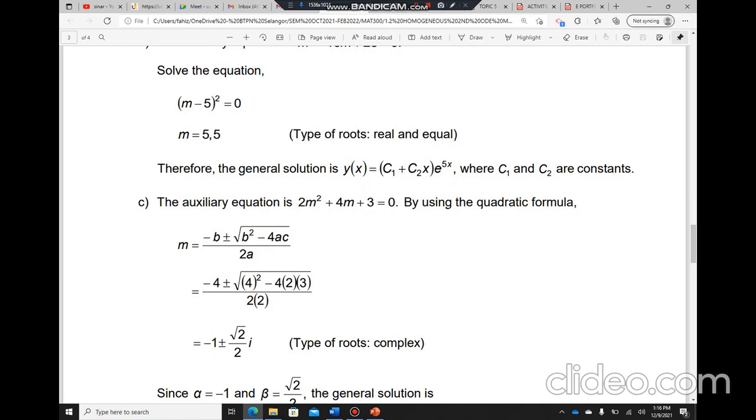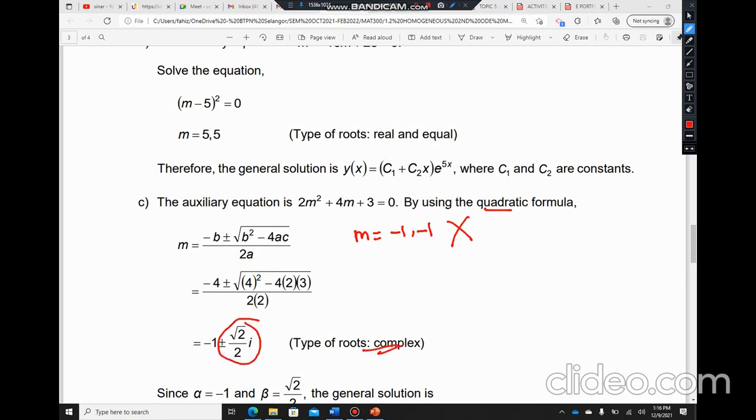So kalau awak tak check balik, kemungkinan awak akan assume yang nilai dia M adalah negative 1 and negative 1. Sedangkan dia adalah quadratic. Sedangkan dia adalah complex roots. Dia dapat yang ni. So ada certain calculator dia boleh baca bentuk ni, tapi ada certain calculator dia cuma baca yang bahagian real. Okay, so that's why awak boleh check kat sini, awak boleh guna formula B square minus 4AC.